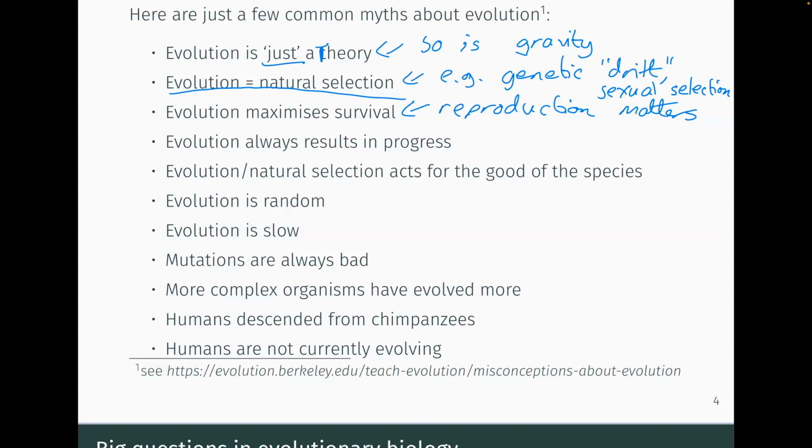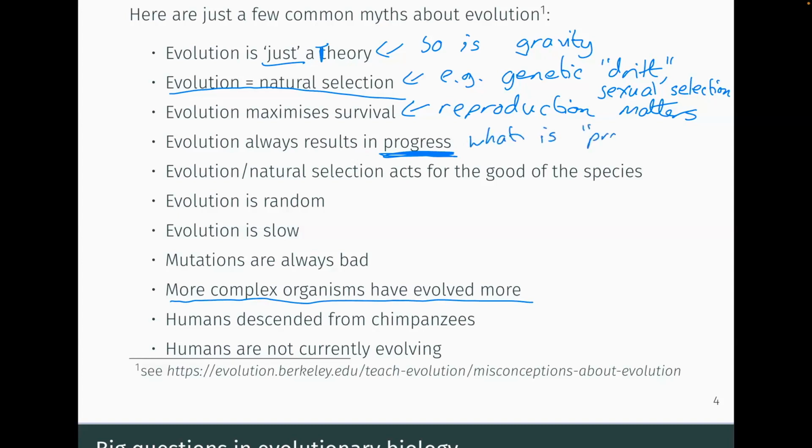Okay, how about evolution always results in progress? This idea of some kind of progress. Who's seen the, I guess it's a cartoon of apes growing into man? Yeah, it's like the classical thing that people think of maybe when they think of evolution. This idea of some kind of progress. This links in with this one down here as well, with more complex organisms have evolved more. That's not true.